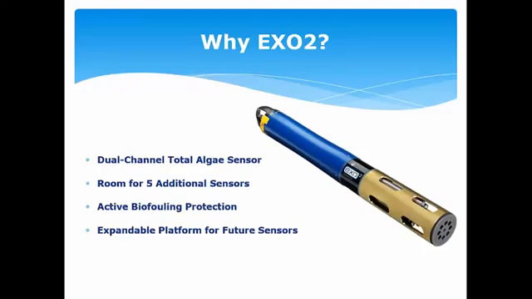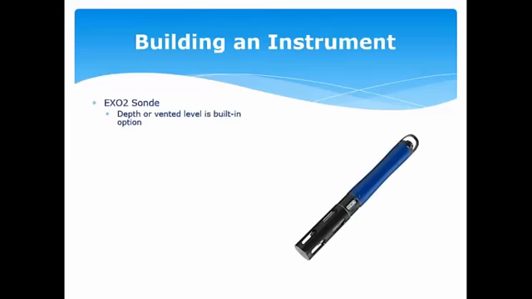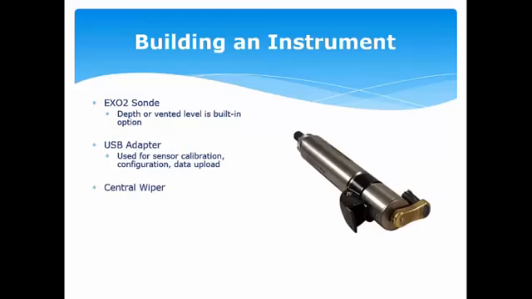There's an auxiliary port on the back end of the sonde for sensors that might not fit into the bulkhead there as well. So just the basics of building an instrument. You have the sonde with integrated depth or level, if that's of interest. There's a USB adapter that's used for calibrating the sensor, configuring the deployment, and also data upload if you're using the internal data logger. That's a picture of the central wiper there. That's pretty important on any in situ deployment.